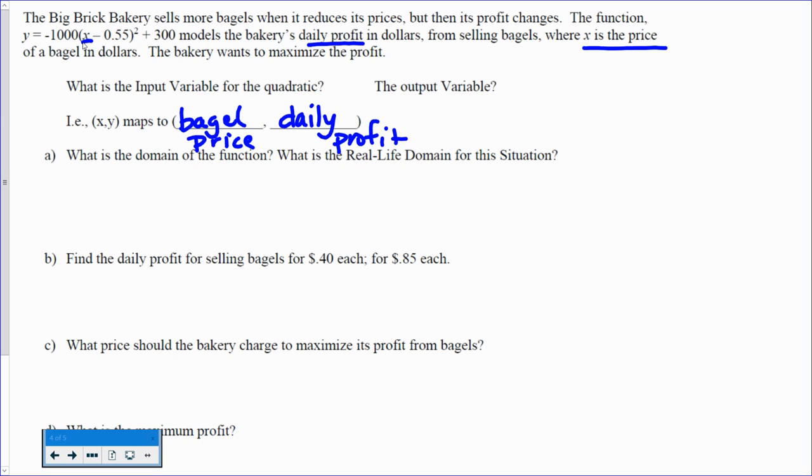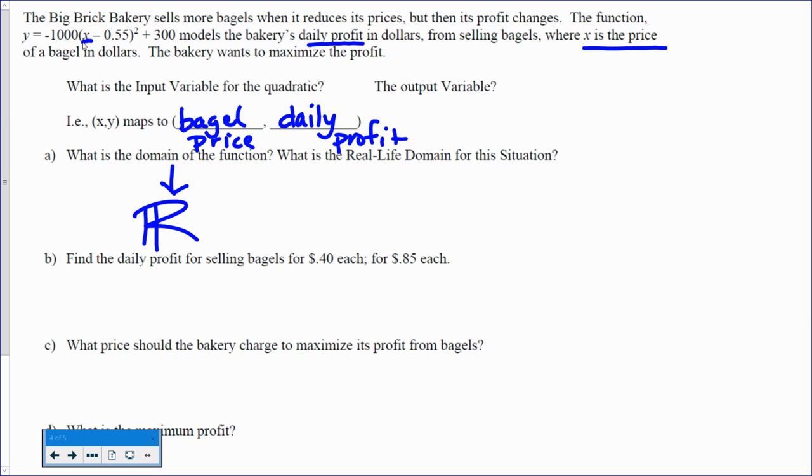All right, so for part A, it says, what is the domain of the function? And then what would be the real life domain for this situation? So just that equation, if you remember, we've been talking about domain and range from the previous week. Domain was always all real numbers.